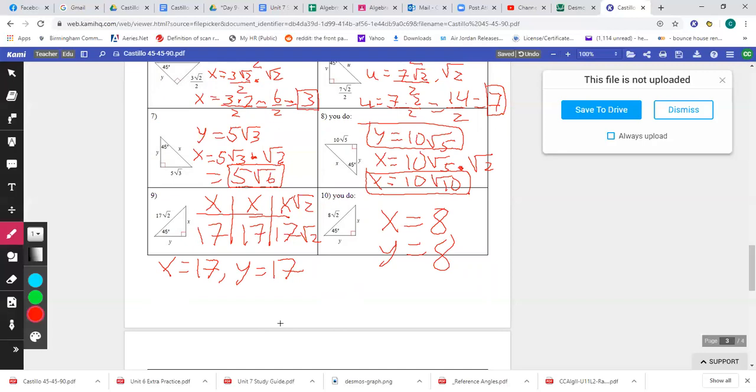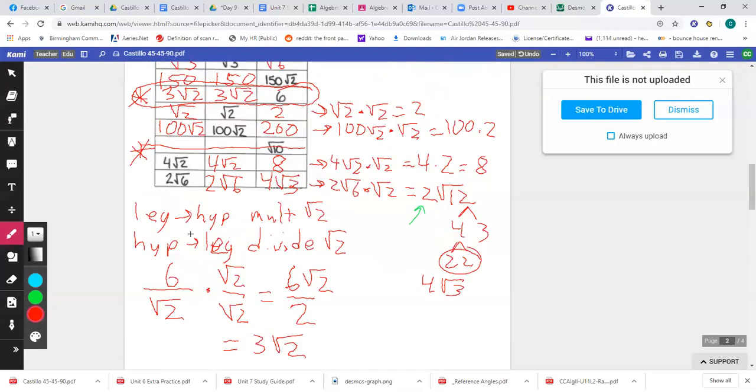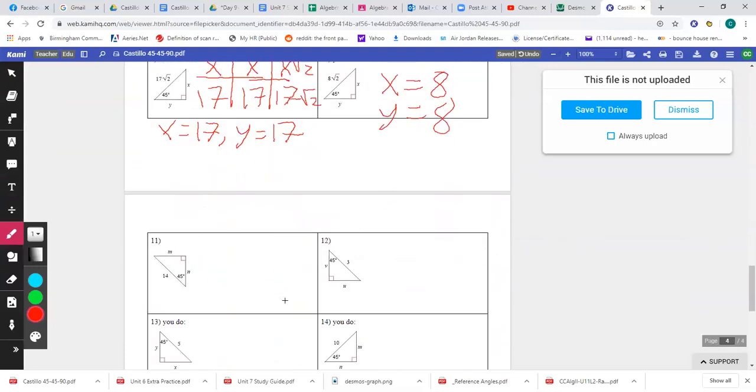So we're going to go back to, I'm going to leave this here for a minute. Remember how I said if I'm going from the hypotenuse to the leg, I divide by root 2? I'm going to show you that we get the same answer here.